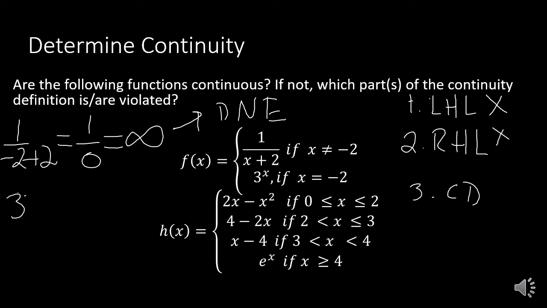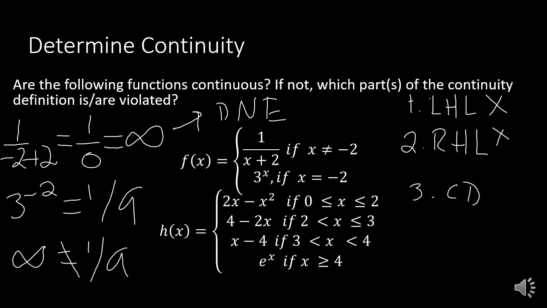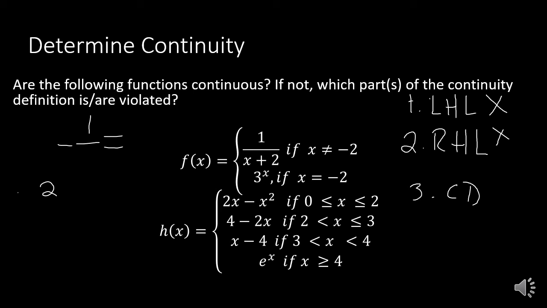We can still plug in negative 2 to see if we'll get a number. Plugging in negative 2, 3 to the negative 2 gives us 1 over 9, which is a closed dot. There's going to be a closed dot when you graph it at 1 over 9. But since 1 over 9 clearly is not infinity, we know that the function overall, f of x, is discontinuous. So let's apply this principle to the second function, h of x.